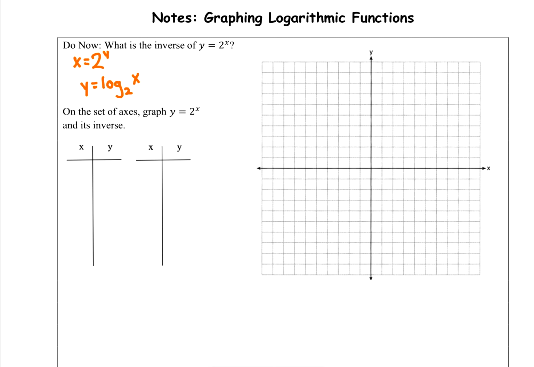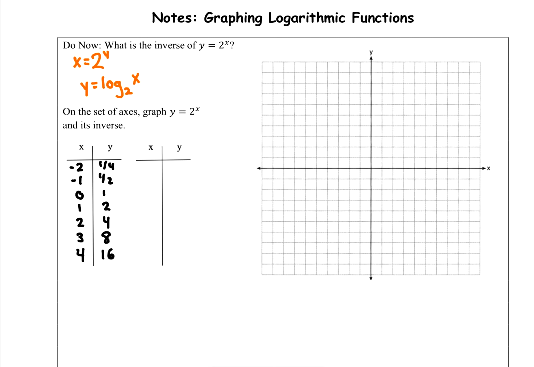Now, what we want to do is, on the side of the axis, graph y equals 2 to the x and its inverse. So when you graph y equals 2 to the x, just plug in some numbers for x that are easy to graph on the graph to the right. I chose -2 to 4. Plug those in for x, get the corresponding y values. So those are the points I'm going to plot for y equals 2 to the x.